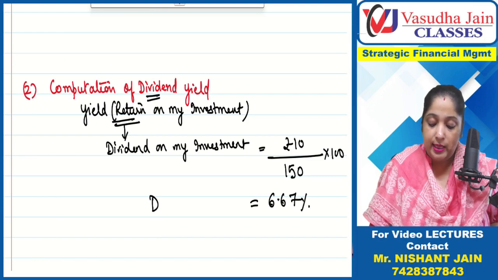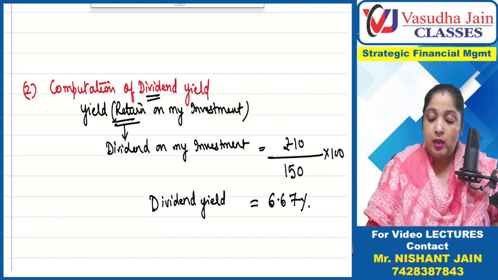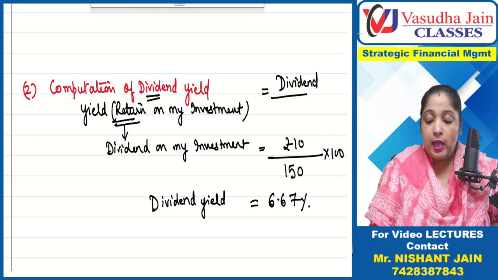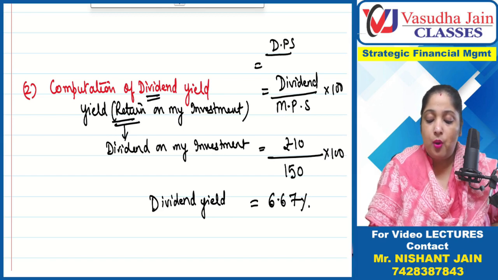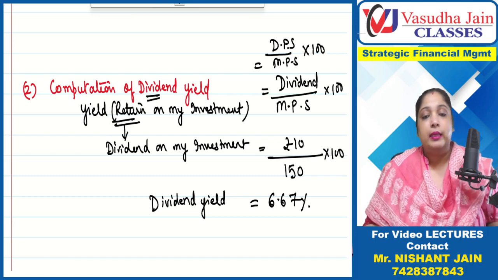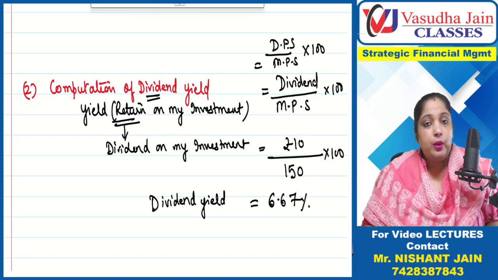6.67% is my dividend yield. So what is the formula that is coming out of this dividend yield? The formula is very simple. You have to write dividend in the numerator and your investment, that is your market price per share, into 100. Or I can say dividend per share upon market price per share into 100. Is it clear?